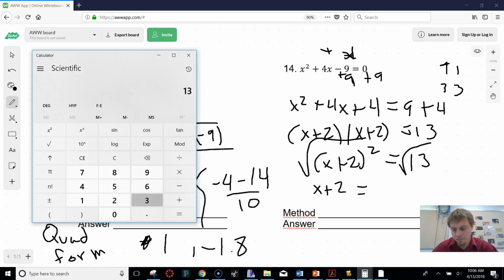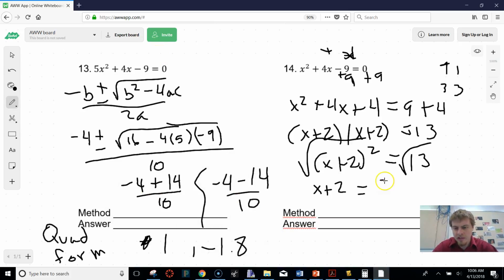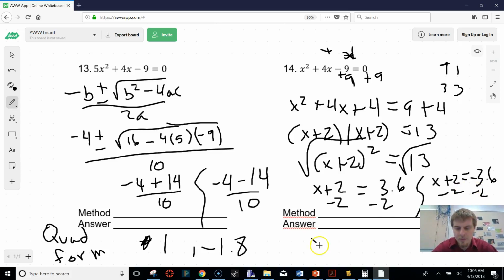We're going to double check. And it is. So we're going to get 3.6 and negative 3.6 because we need two answers like always. Subtract 2, subtract 2, subtract 2, subtract 2. X equals 1.6 and negative 5.6. This method we just did was called completing the square.